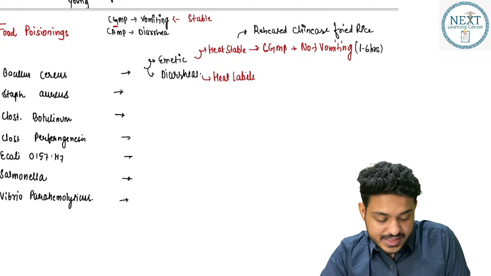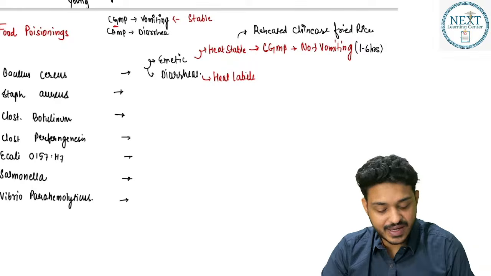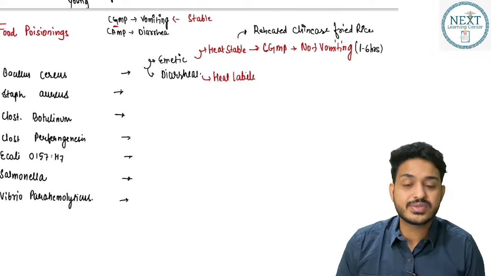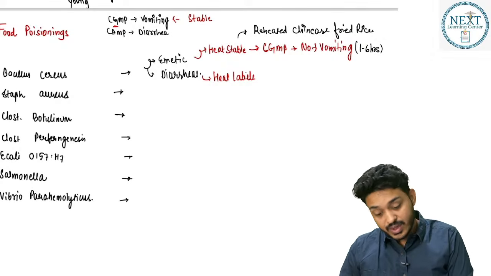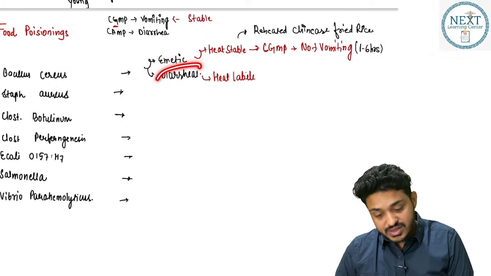So what is going to be the history you will get? Some person went out and had reheated Chinese fried rice. You also understand the mechanism, and within 1 to 6 hours there is going to be vomiting in this particular person, right? This is going to be the emetic strain, and this is going to cause what? Bacillus cereus.